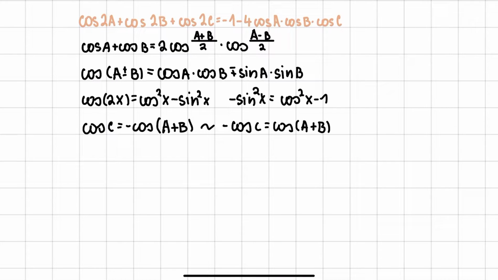Today we are going to prove that cosine 2A plus cosine 2B plus cosine 2C is equal to -1 minus 4 times cosine A times cosine B times cosine C. And we're going to start by combining these two terms with this formula.